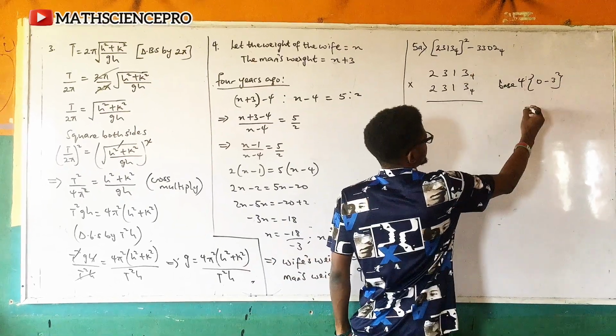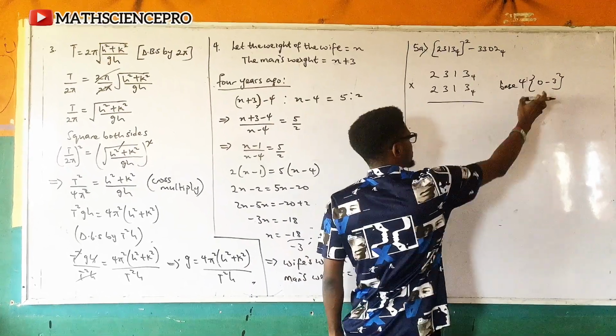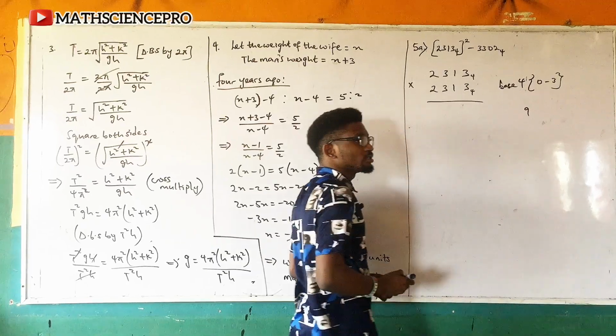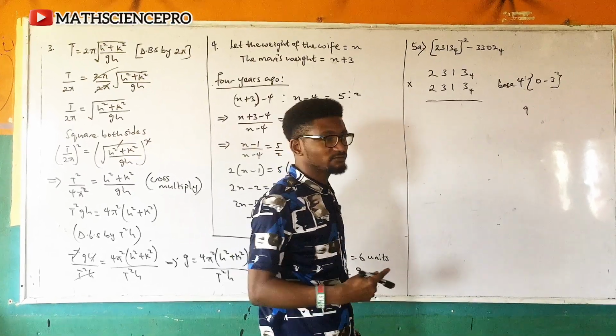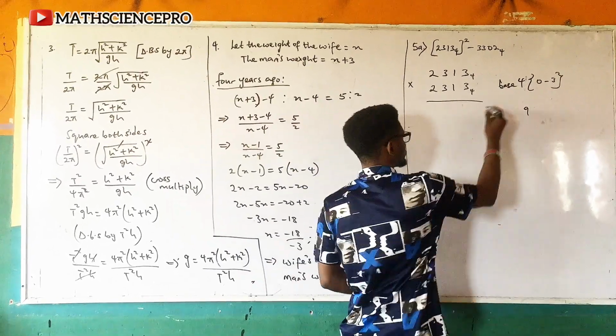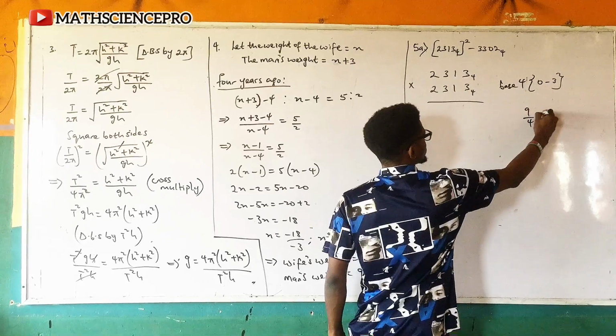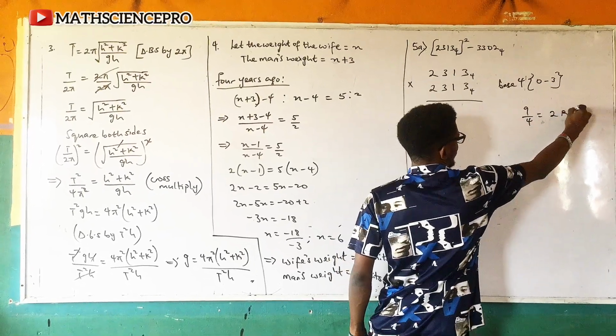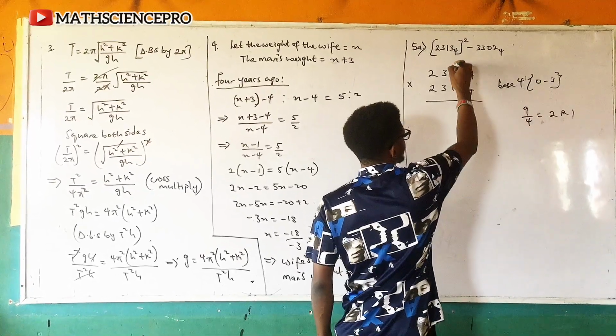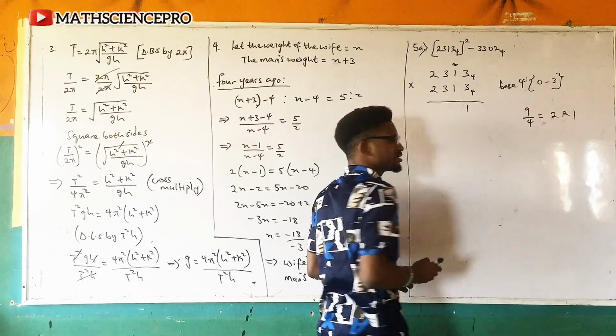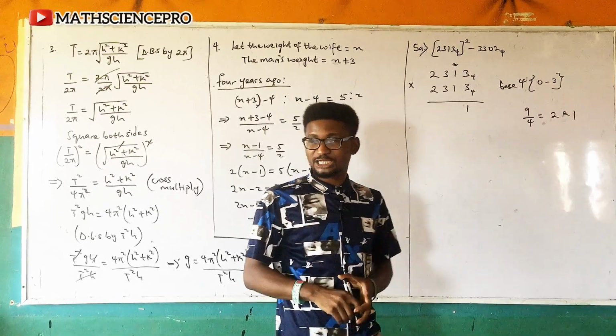3 multiplied by 3 is 9. 9 is not among the set of numbers in base 4. So what we have to do is divide this 9 by the base you're working with. I'm working in base 4. So 9 divided by 4 is 2 remainder 1. So you write your remainder 1. 2 comes here.